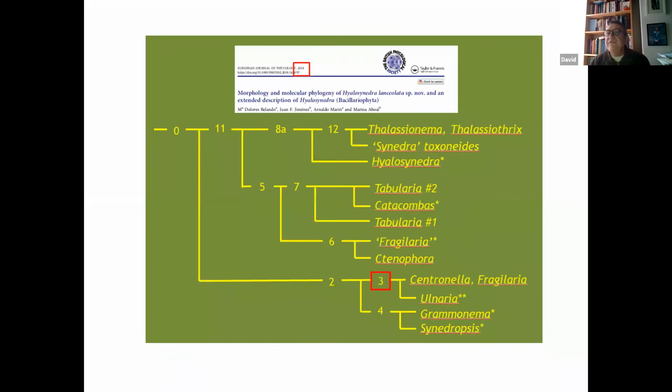Here's a different study. It was published in the same year, different taxa, different methods, different approach. Still you get node 3, Centronella, and now it includes Fragilaria, but Centronella is a kind of Fragilaria anyway. So you have Centronella, Fragilaria, and Ulnaria, most closely related. Bearing in mind that, in my view at least, we can characterize Ulnaria, we can't do Fragilaria, that node shows up again.